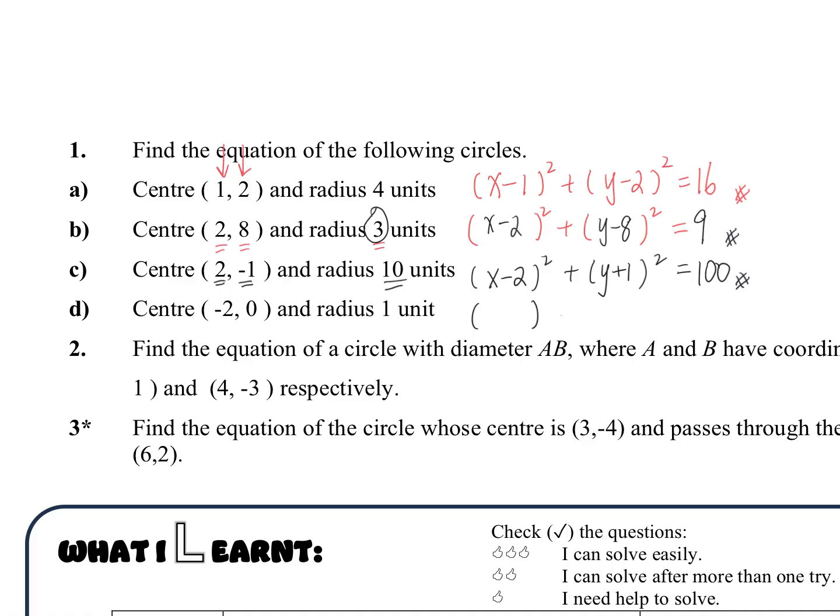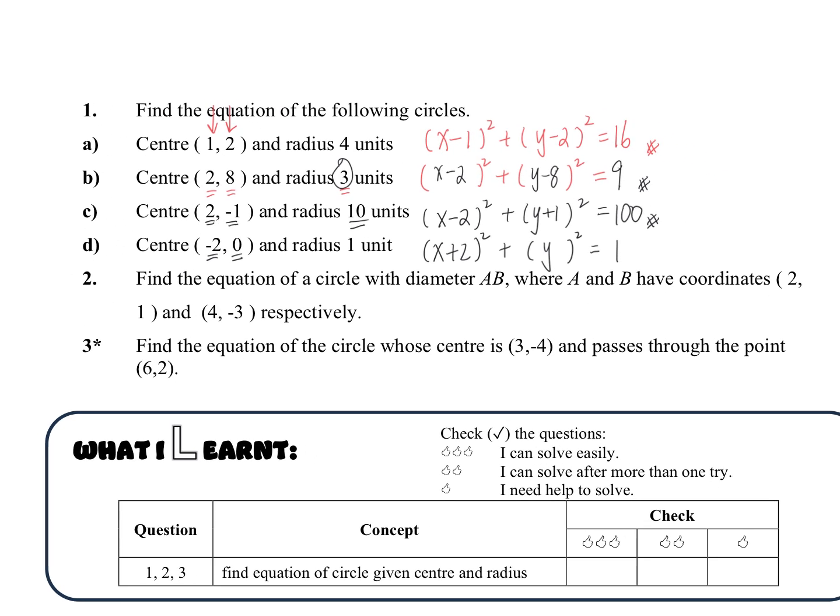Harini, try. What's the equation of the circle here? X, this one is minus 2, so must become plus 2 square, then y minus 0, but nothing, right? So actually you can just put y square. Okay, and then equal to 1. Okay, so equation works like this. You just look at the center coordinate and then reverse the sign.